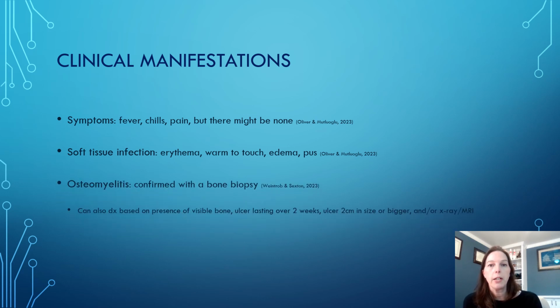And then osteomyelitis is an infection of the bone. The gold standard for determining osteomyelitis is actually to do a bone biopsy, but that's done in the operating room. Another way to diagnose this is by the presence of visible bone, an ulcer that won't heal after over 2 weeks, an ulcer that's 2 centimeters in size or bigger, and then also confirming it with radiography like an X-ray or an MRI.